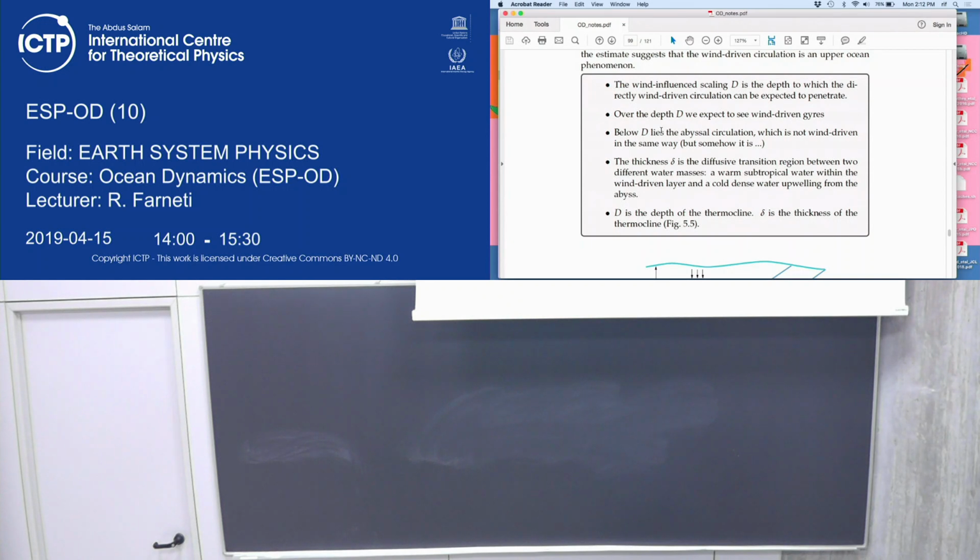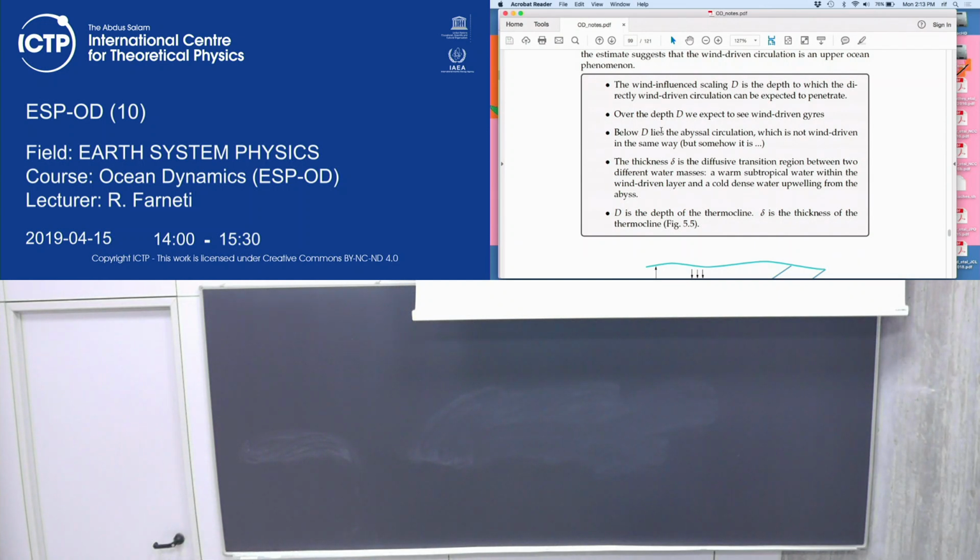So over the depth D, from the surface down to D, we expect to see the wind-driven gyres, where you have the effect of the wind stress curl and the Ekman pumping at the bottom of the gyre. Below D lies the abyssal circulation, which is what we're going to talk about today, which is not wind-driven. In the first case, we will not consider mechanical forcing. And then delta, the diffusive scaling, is a different scaling.